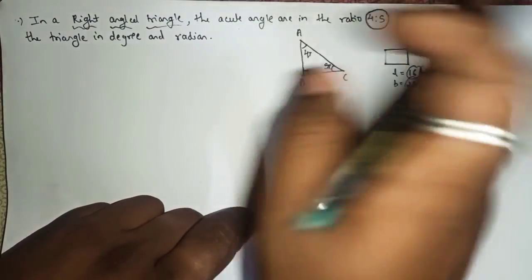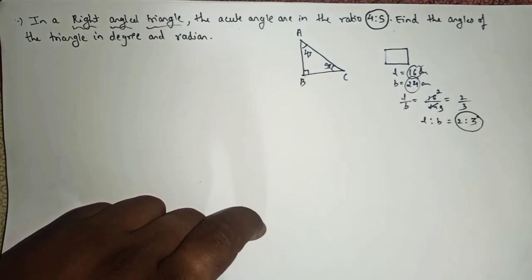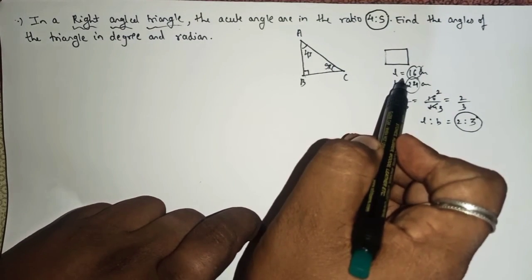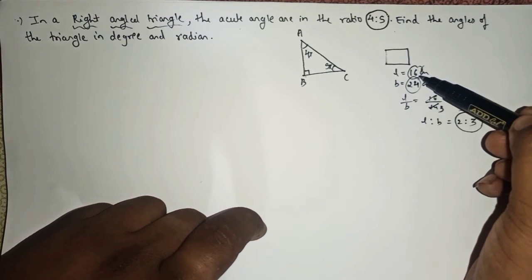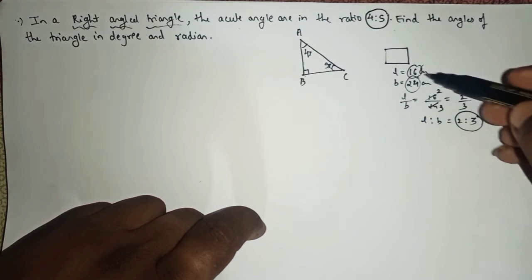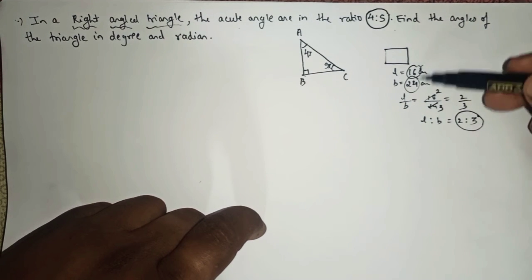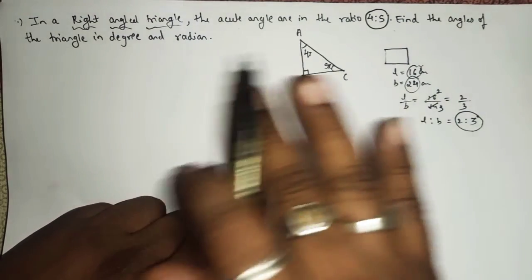So remember, whenever angles, sides, anything is in ratio, the ratio is not the actual answer. The actual answer will be different. So for the rectangle, the length is actually 16 centimeter and the breadth 24 centimeter. Its ratio is the reducible form of this answer. So remember, the ratio is not the actual answer.